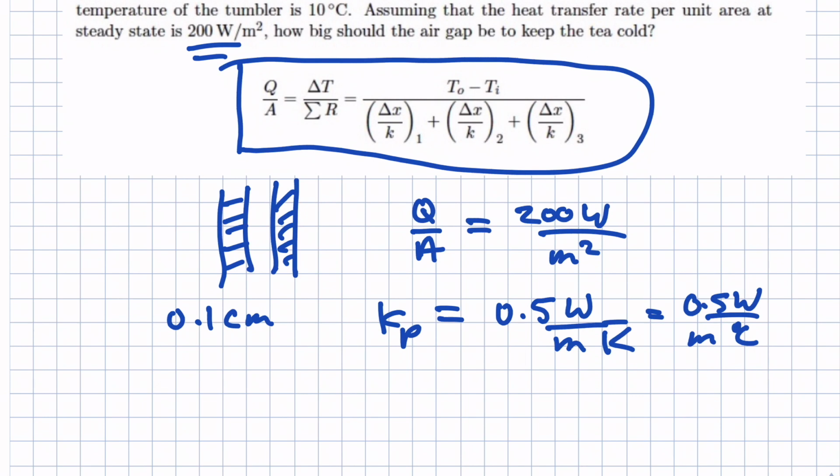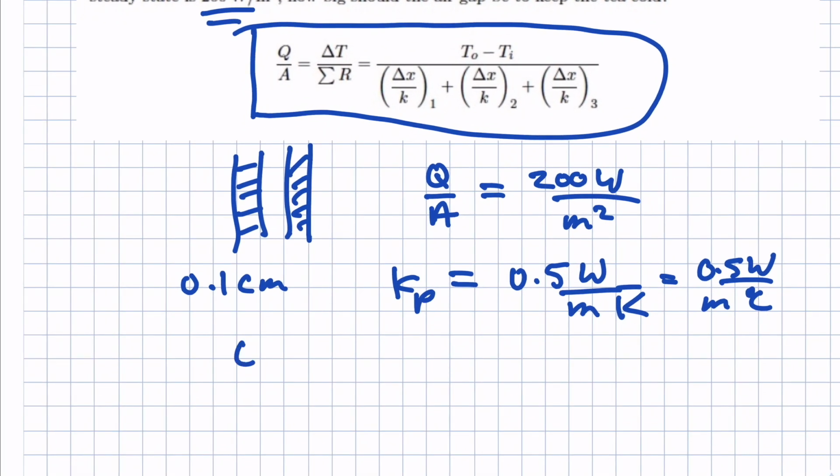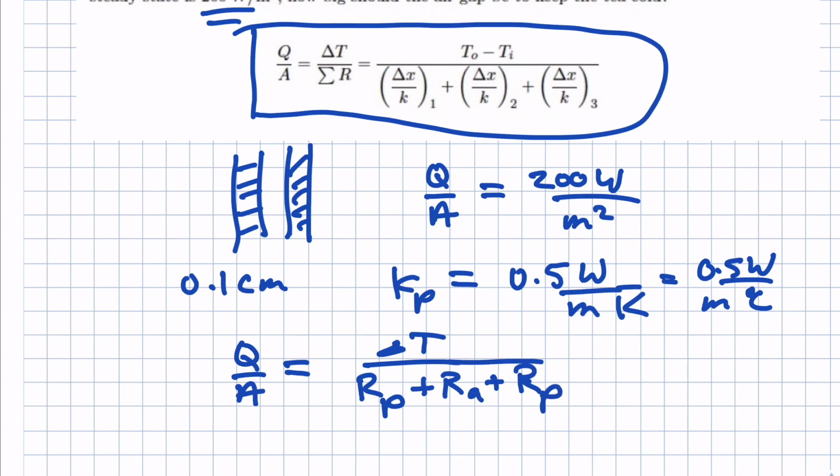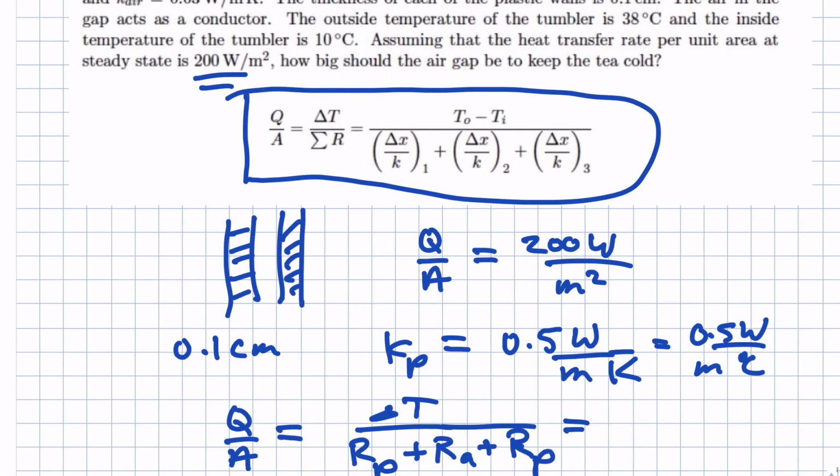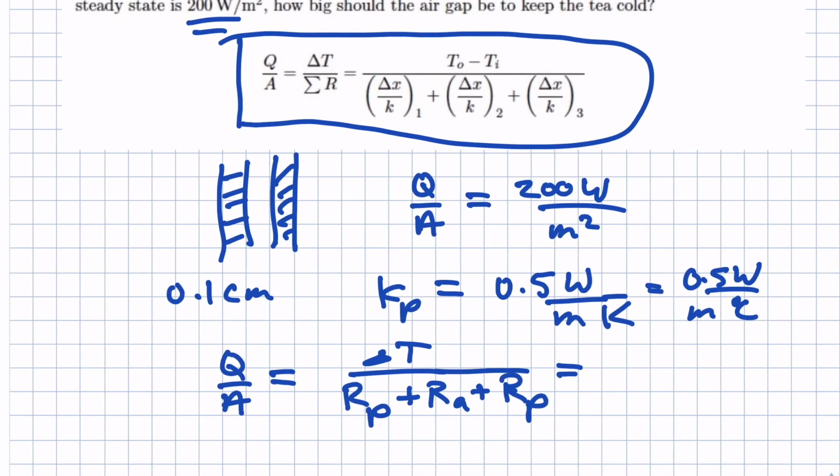All right, so with that being said, what we're looking at here is that the Q over A, which we know that number, is going to be the delta T over our plastic plus our air plus another our plastic. Now the thicknesses of the plastic are the same, so this becomes delta T. If you look at the problem statement, the delta T is 38 minus 10, so that's 28 degrees. Then we have 2 RP plus RA.